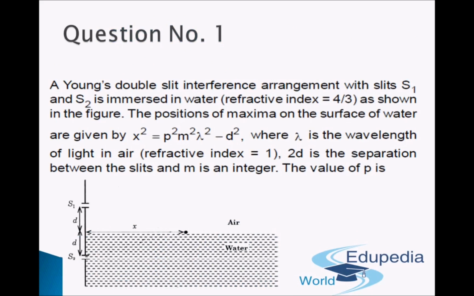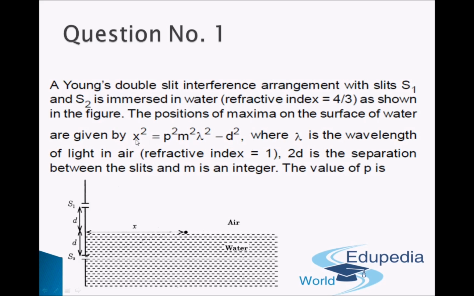We are given a double slit experiment in which the first half, the bottom half of the experiment is done in water. So the rays passing from S2 to this point will actually be passing through water, whereas the rays passing from S1 to this point will be passing through air. The positions of the maxima on the surface of water are given by this particular relation where lambda is the wavelength, and we want to find out the value of P.